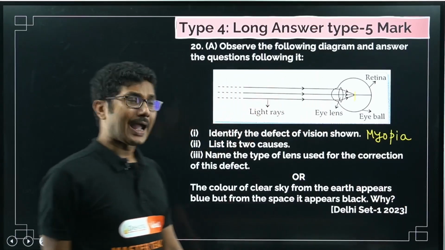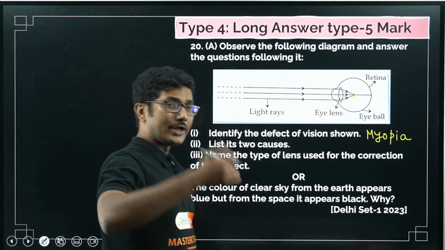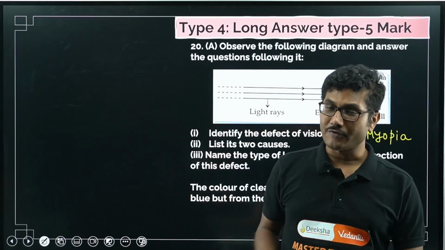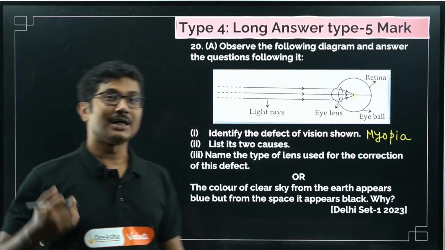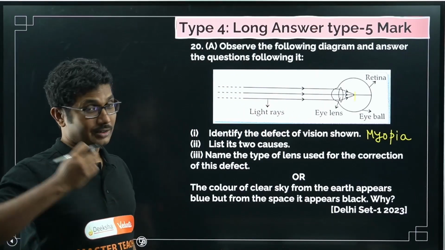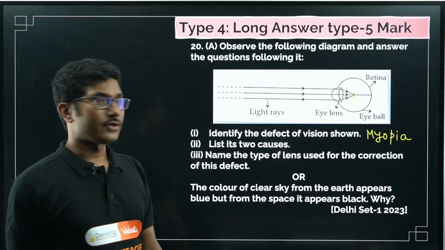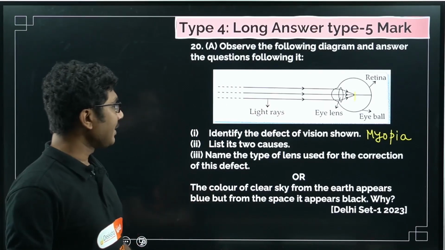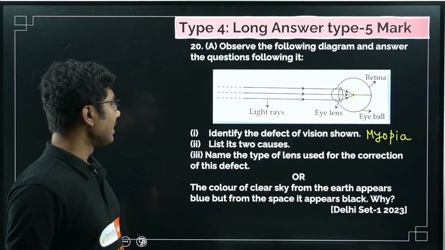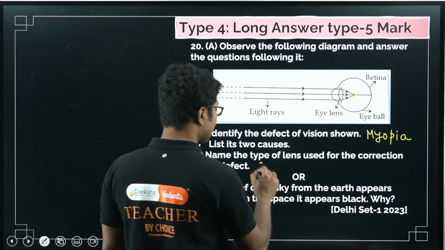Okay, myopia. And what are the causes? We have already discussed the causes: elongation of the eye lens, or increasing the power of the eye, or increasing the curvature of the eye, that decreases the focal length. These two are the causes for this defect. Name the type of lens used to correct the defect. So what type of lens is used? Concave lens is used.